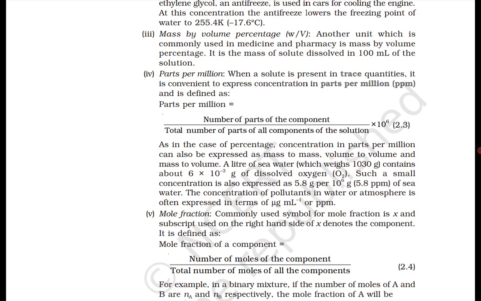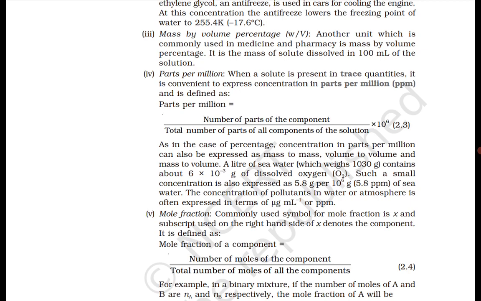A liter of sea water, which weighs 1030 gram, contains about 6 into 10 to the power minus 3 gram of dissolved oxygen, O2. Such a small concentration is also expressed as 5.8 gram per 10 to the power 6 gram, 5.8 ppm of the sea water. The concentration of pollutants in water or atmosphere is often expressed in terms of microgram per ml, or ppm.